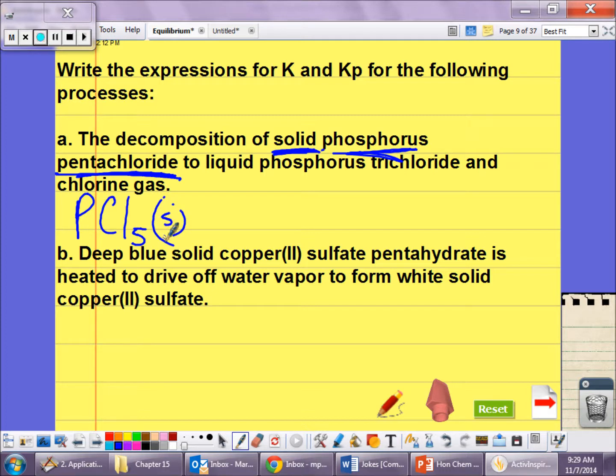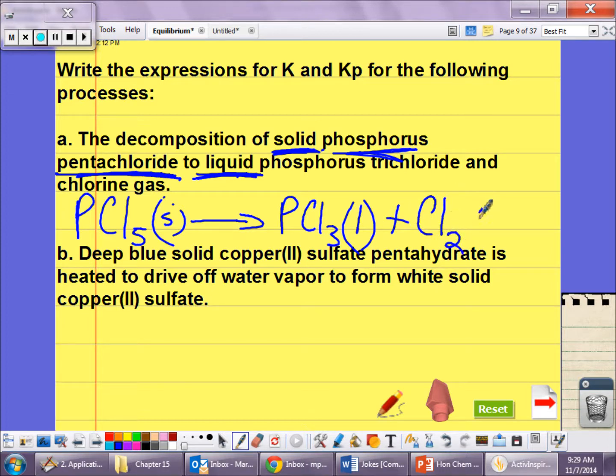Then a 2, a decomposition, that's when I have only one reactant. It gives 2 liquid phosphorus trichloride. It is P, Cl3, in parentheses lowercase l for liquid, and I put plus chlorine gas. I need to know it is a diatomic molecule, and I put gas. And I have to make sure I have a balanced equation. So I have 1 phosphorus and 5 chlorine. It is balanced. And they asked me to write the expression.